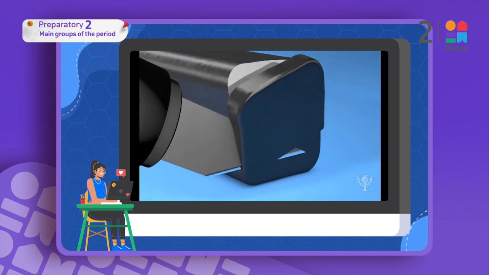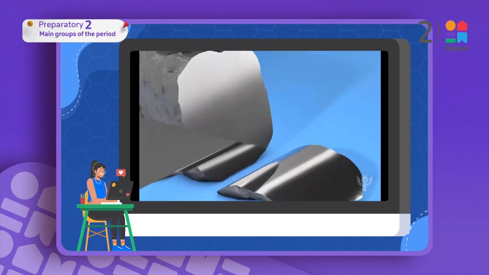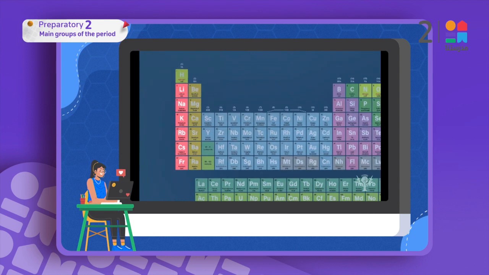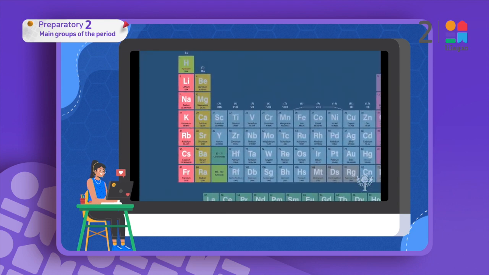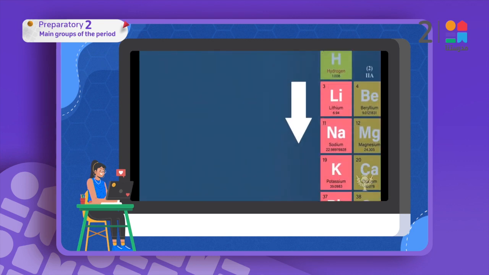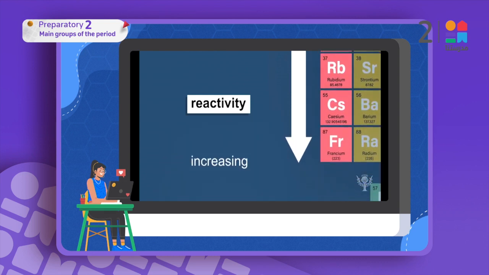Now watch how sodium corrodes when cut and exposed to air. Potassium reacts so quickly it's hard to even see the metallic luster. Now, notice where these metals are on the periodic table, and think about what you've just observed. What's the trend in reactivity going down the periodic table group? If you said increasing, you're right.